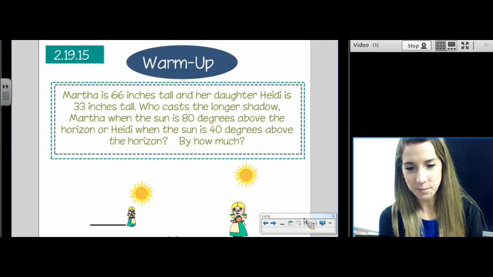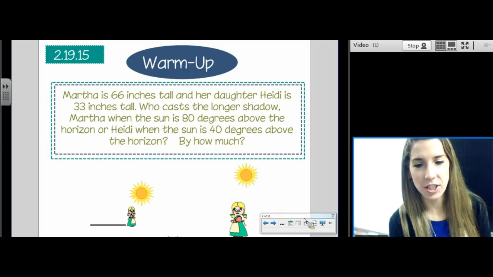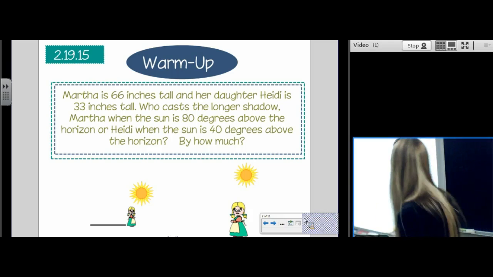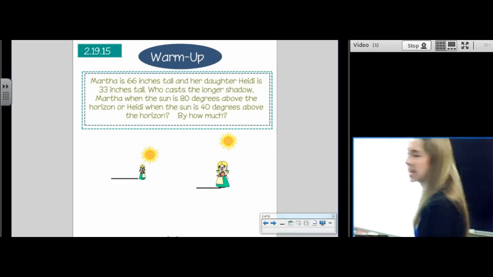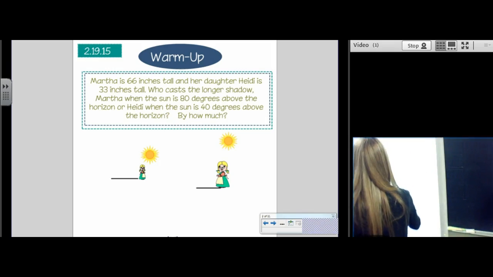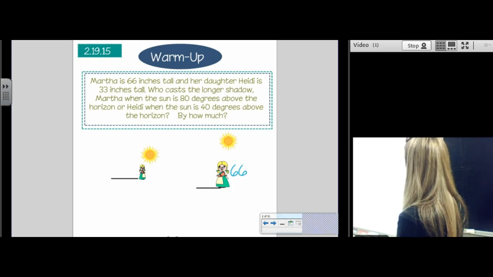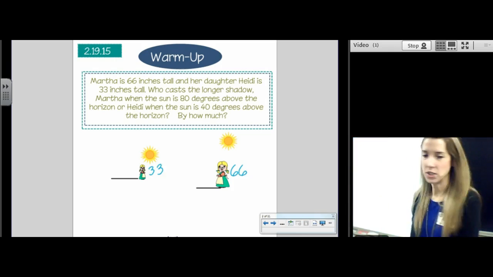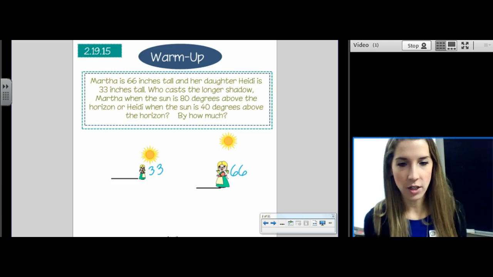Over this warm-up. Martha is 66 inches tall, and her daughter Heidi is 33 inches tall. So I went ahead and grabbed some clip art of a picture. Martha is 66 inches tall, and her daughter is apparently half of her height, 33 inches tall. Who casts the longer shadow?